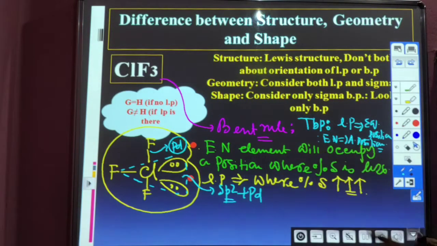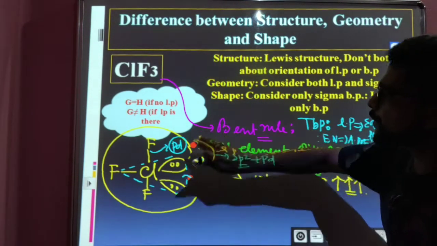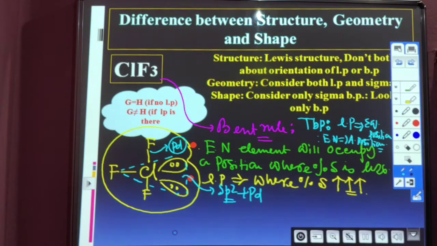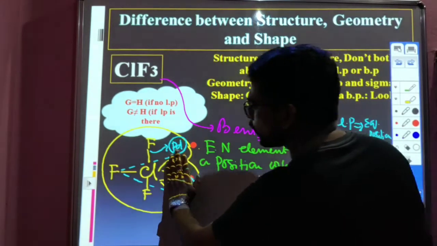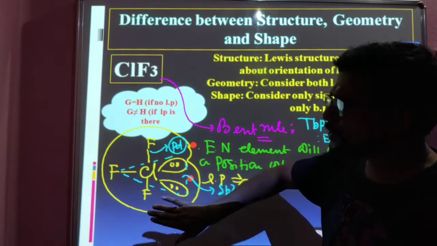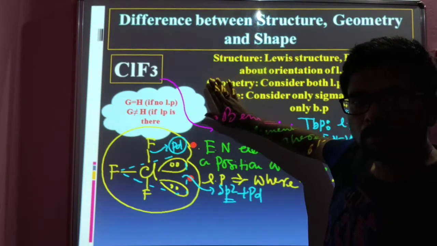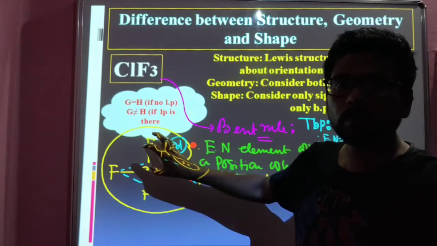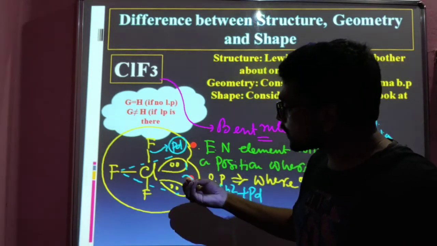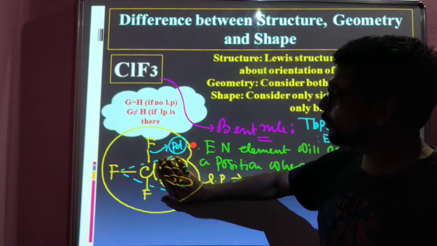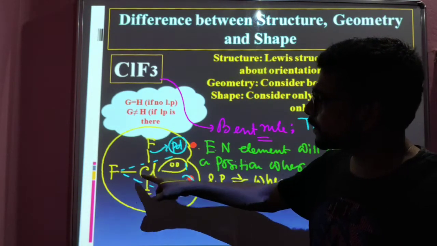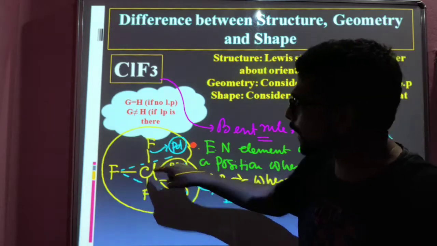What will be the shape? In order to know the shape, don't consider the lone pair of electron. You just simply remove the lone pair of electron. See, lone pair determines the shape, but while telling the shape, don't bother about lone pair. How does it look? It's like a T-shape.